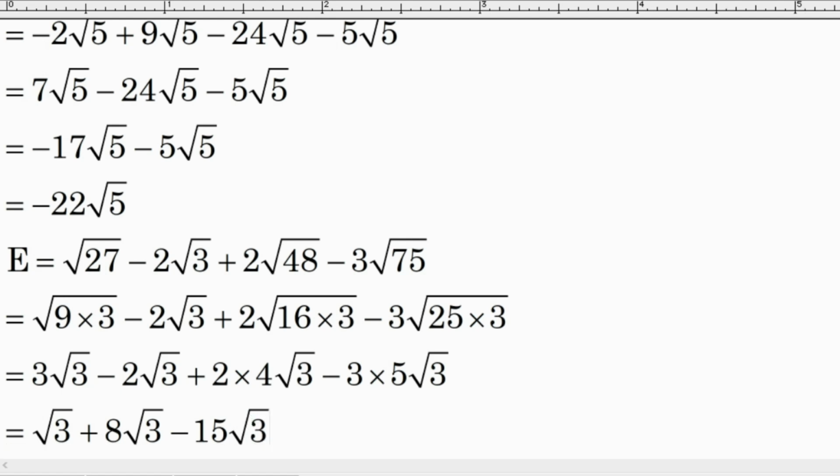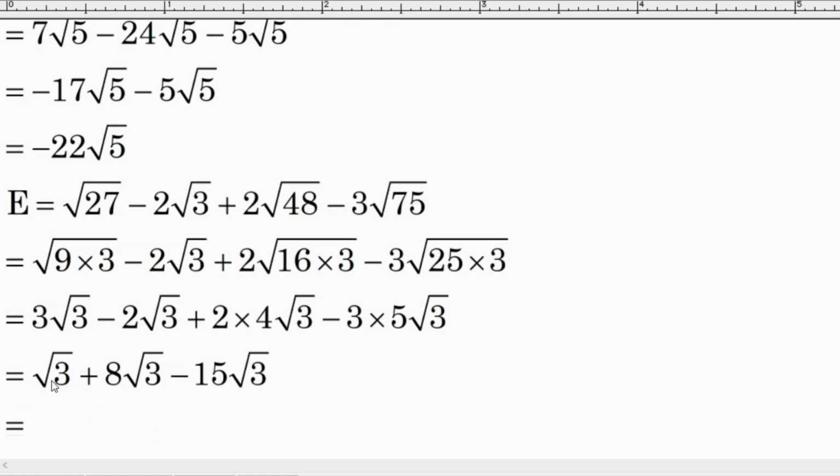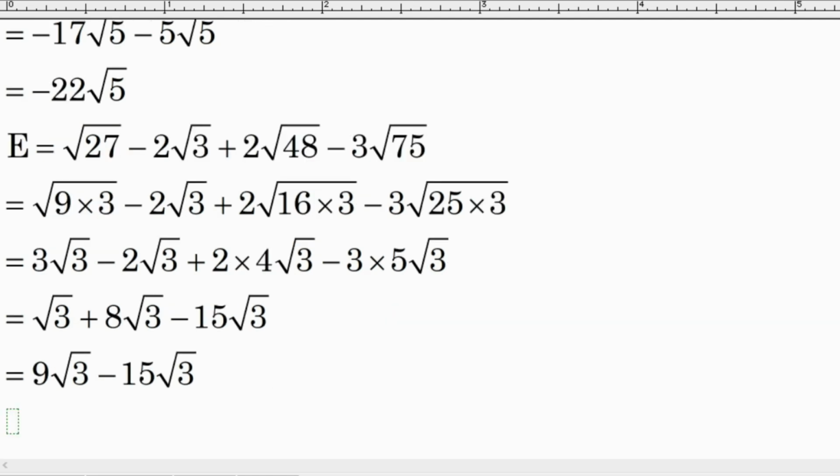Okay, and then equal to, so here is 1 square root of 3 plus 8 square root of 3, which is equal to 9 square root of 3, and then minus 15 square root of 3. So now we can subtract these numbers. What we will get is minus 6 square root of 3. Okay, so minus 6 square root of 3 is the answer for E.